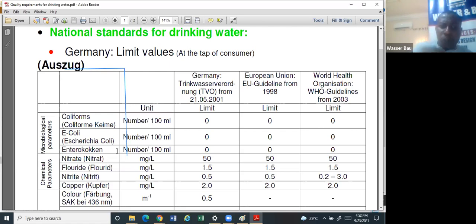But when you come to something like fluoride, we expect it to have a limit. It shouldn't be too much, it shouldn't be too little. So we expect an upper limit of 1.5. Anything less is good, but 0 is not acceptable, because some of these chemical parameters are beneficial to the human body. And if you look at something like nitrite, it has a limit of 0.5 on the German standard, 0.5 for the European standard, and the World Health Organization is a little more flexible, between 0.2 and 3.0.